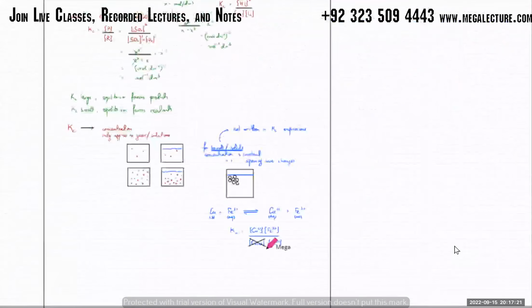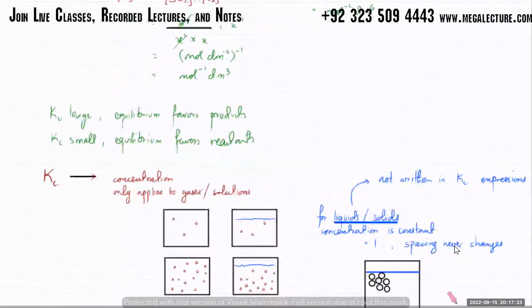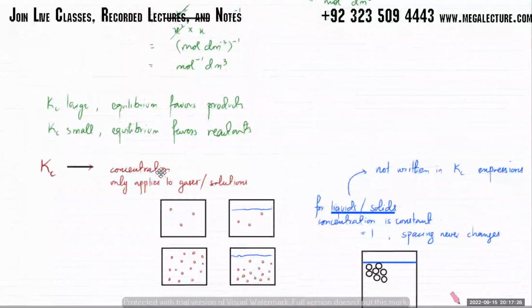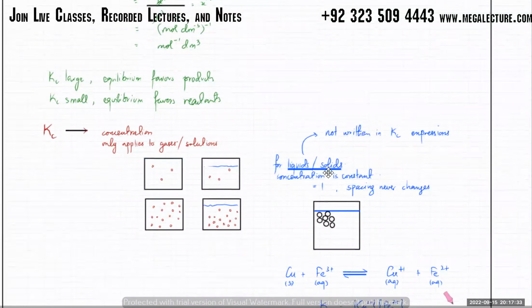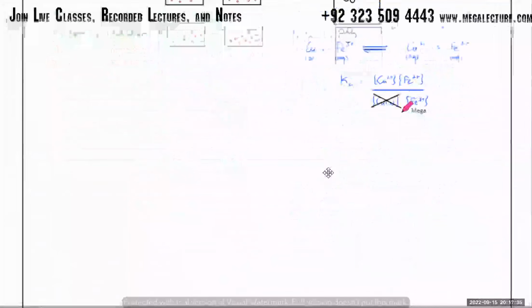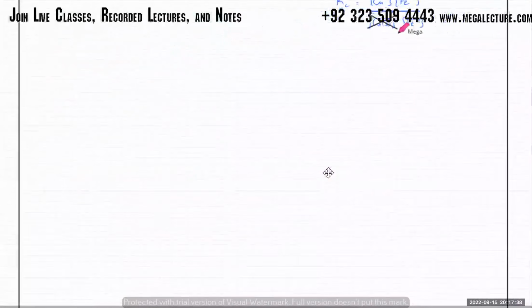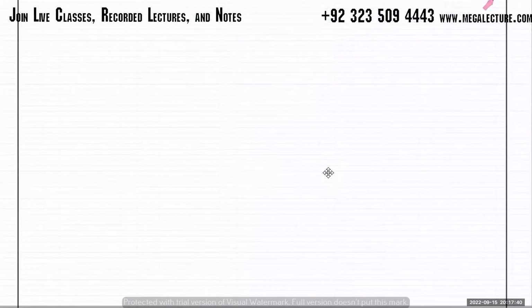So the rest is now we're going to move towards calculation. There was just a small point: just remember this, concentration only applies to gases or solutions. For all the rest, it's taken as a constant. Okay, and this spacing never changes. So now you're going to get questions like this. This is your calculation question now, and let's call that question type 1.